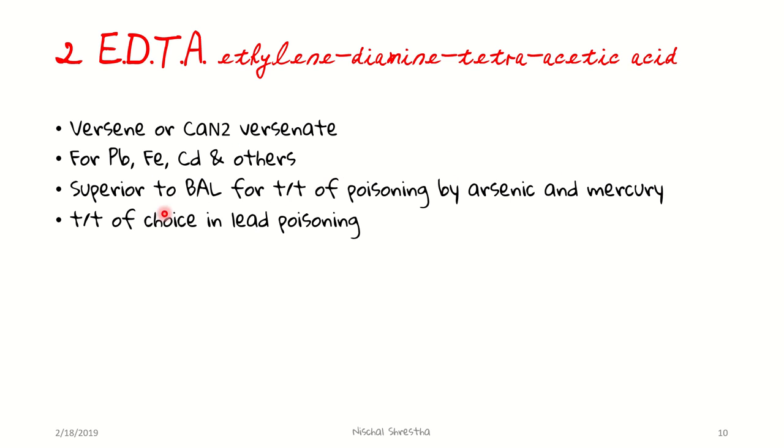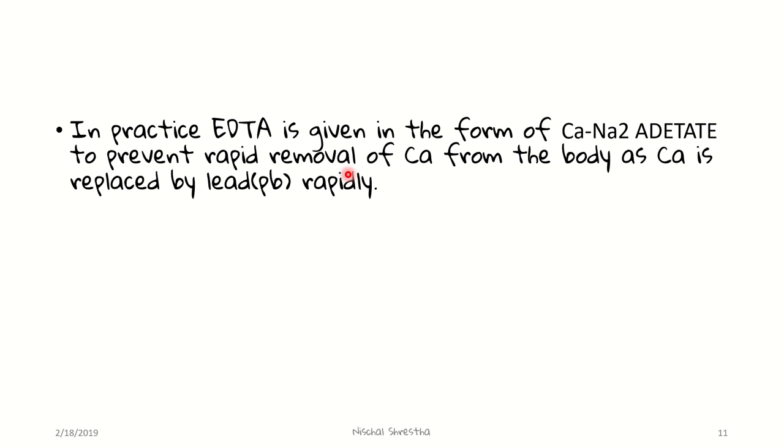Though it is superior to BAL for poisoning by arsenic and mercury, BAL is the treatment of choice for arsenic and mercury poisoning. EDTA is the treatment of choice in case of lead poisoning. In lead poisoning, it is given in the form of calcium disodium EDTA.